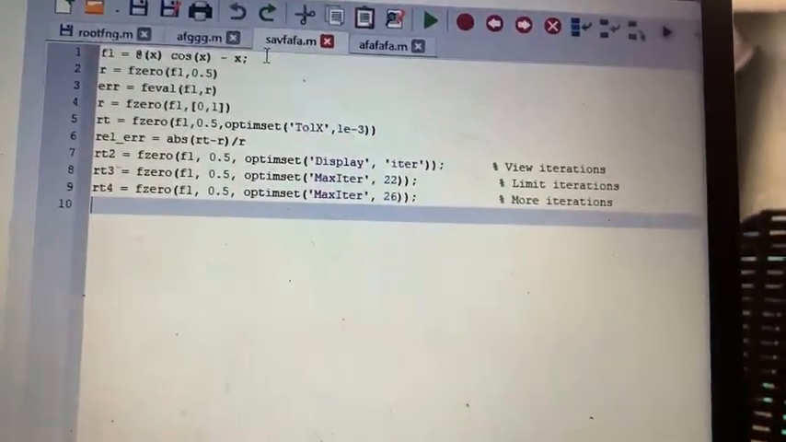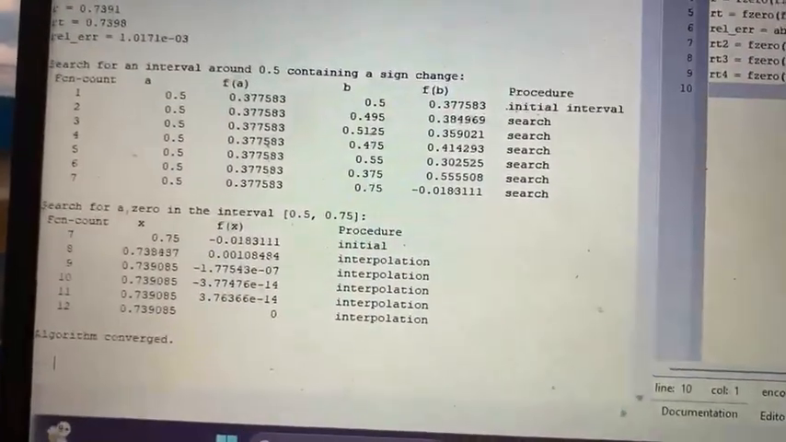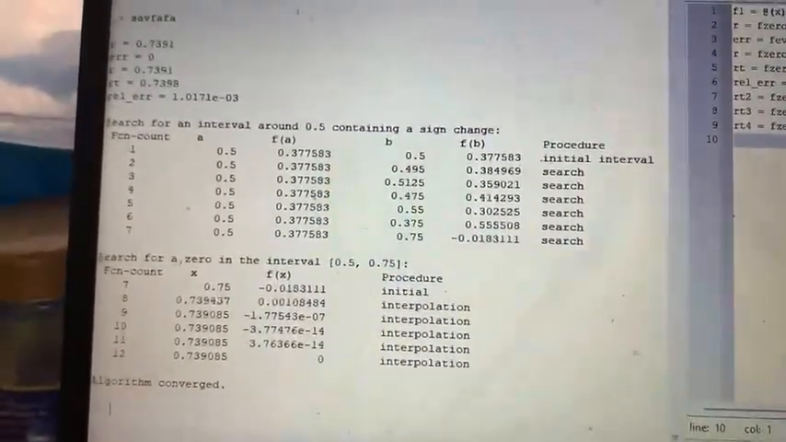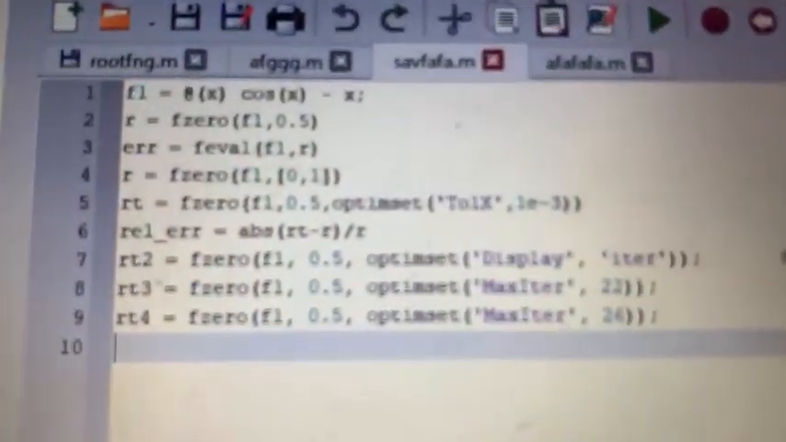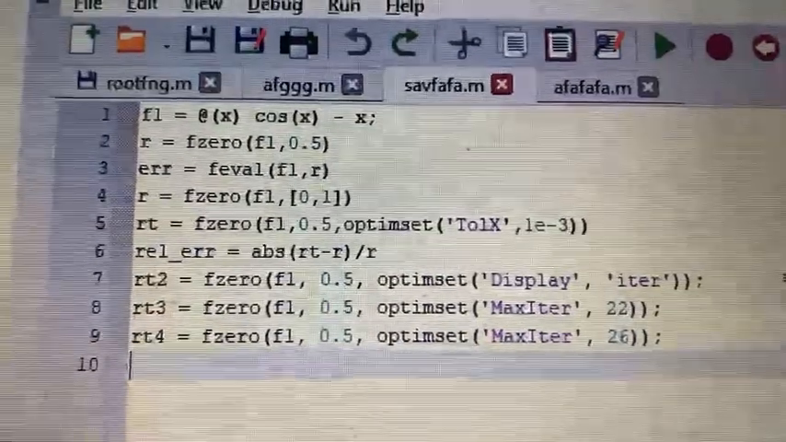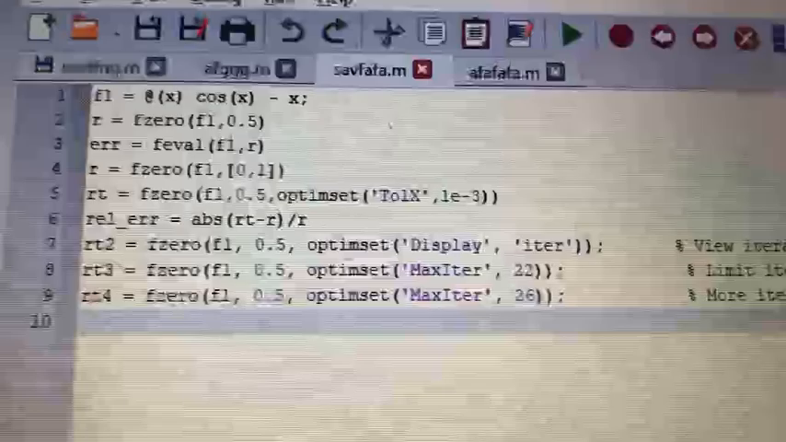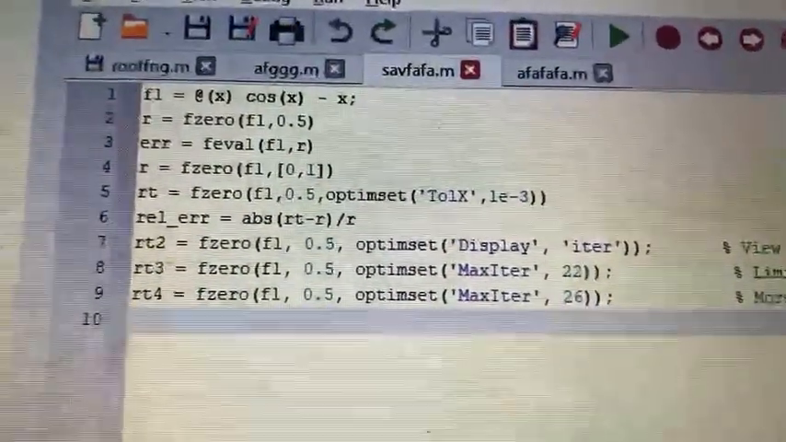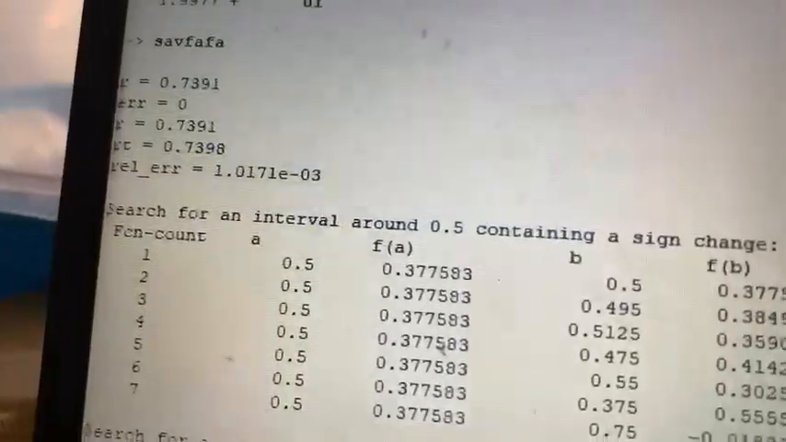Here's the interval 0 to 1. I run it. Here's the result. As you can see, I use in the first interval the function and 0.5, and the result is 0.7391. The second one, I use the interval 0 to 1 and also the function. The answer is the same.